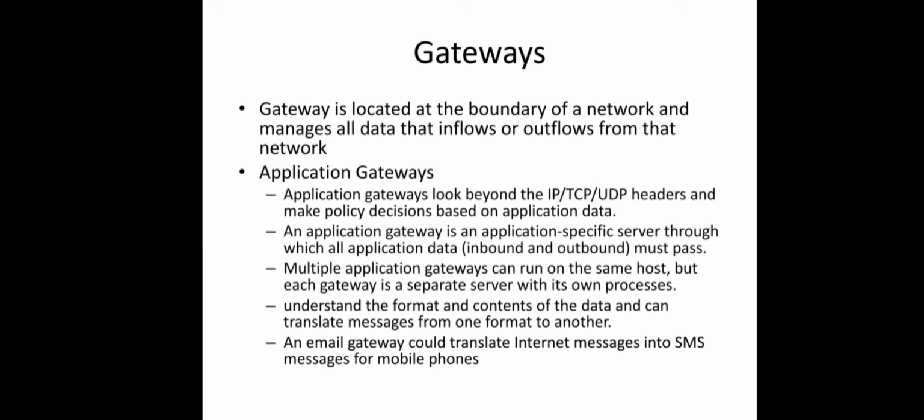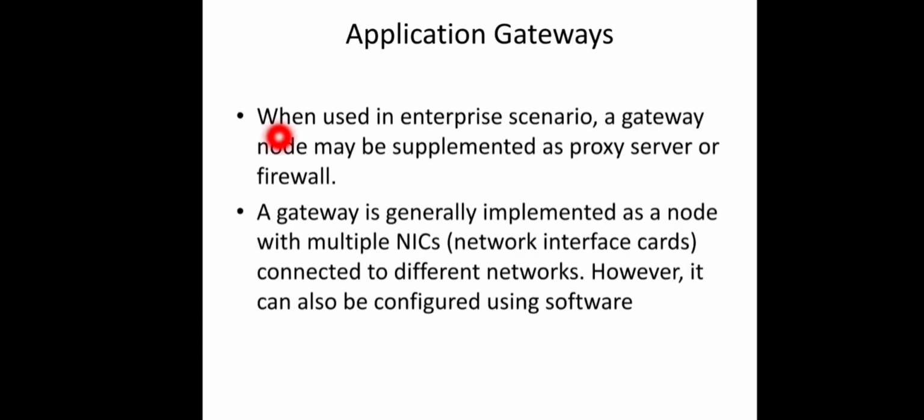For example, an email gateway could translate internet messages into SMS messages for mobile phones. Okay, such a gateway can be there. When used in an enterprise scenario, a gateway node may be supplemented as a proxy server or firewall, usually kept at the boundary of a network to filter different application specific data, so that intruders can be found out.